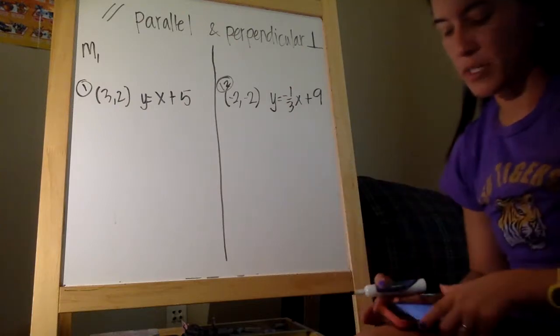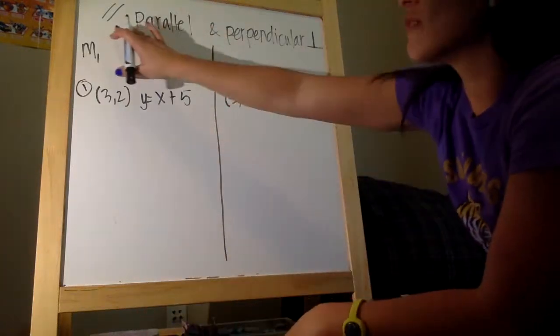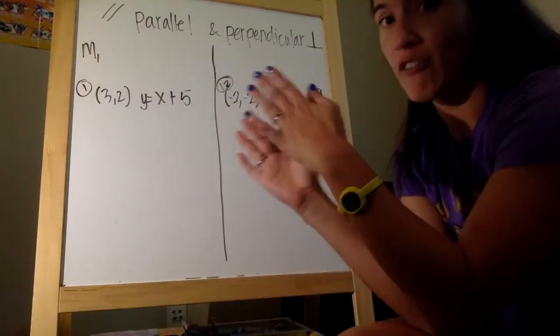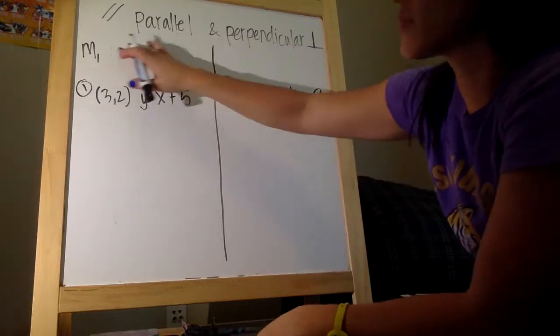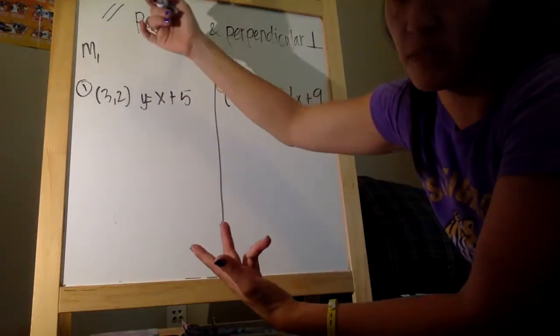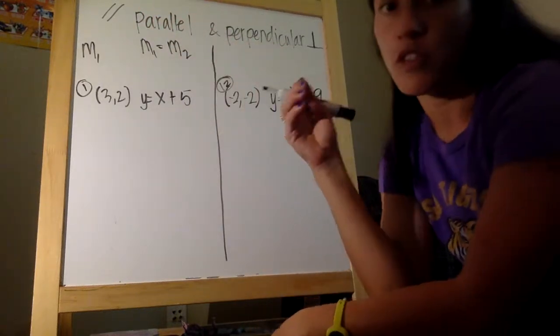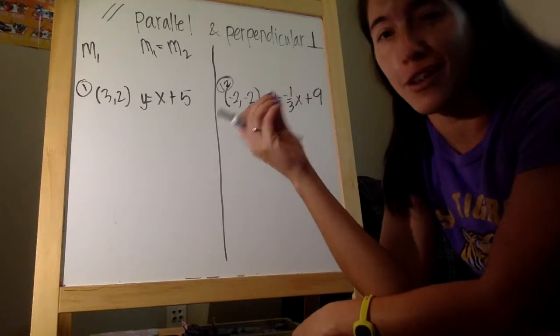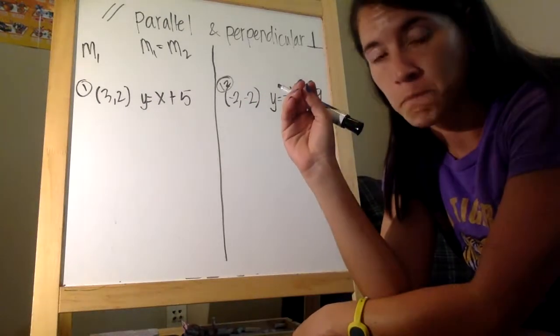The key with parallel and perpendicular lines is the slopes. It boils down to the slope. If you have a set of parallel lines, they never intersect, they always are just right beside each other, that means their slopes are the same. If you call the slope m sub 1, then m sub 1 equals m sub 2. The two slopes are the same. They have different intercepts and different points on the line, but their slopes are the same.